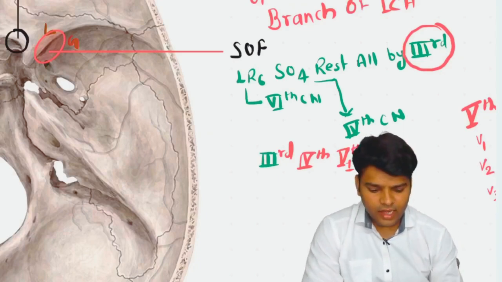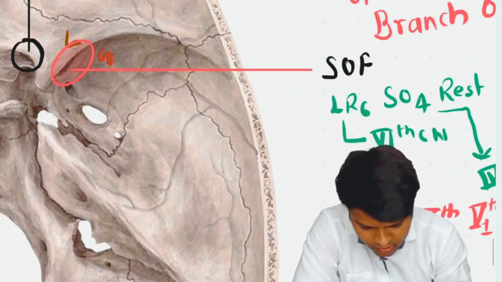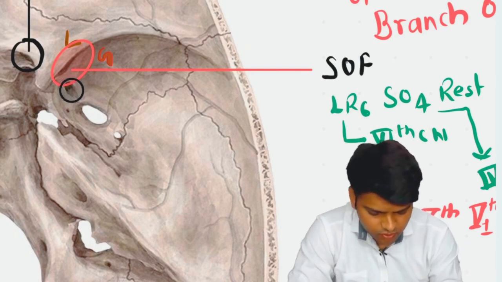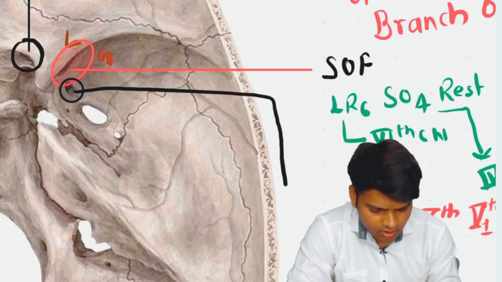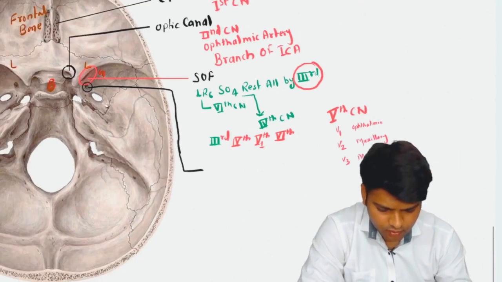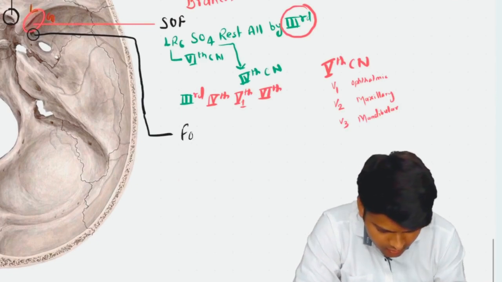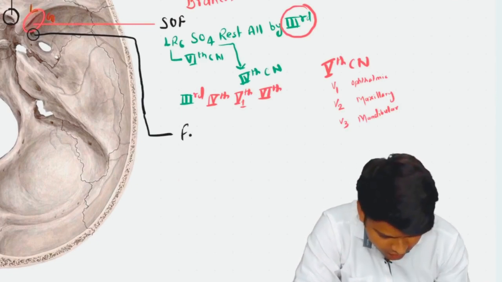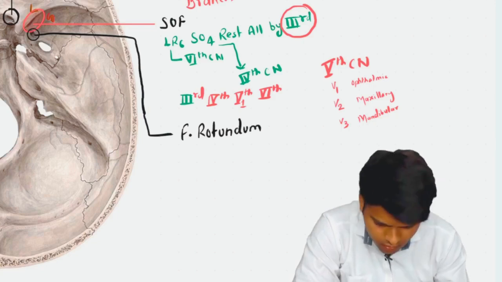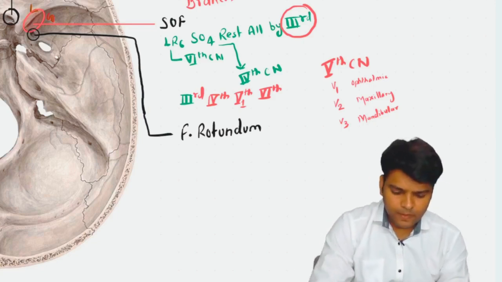And after this, the next opening, which I think you are all able to see, is called the foramen rotundum. I will write something here. This is the foramen rotundum. I will write only F. Foramen rotundum.